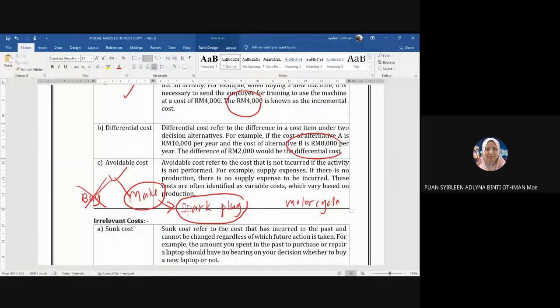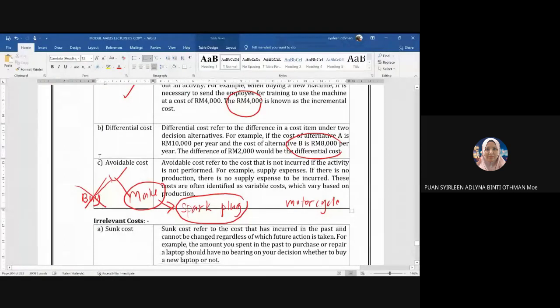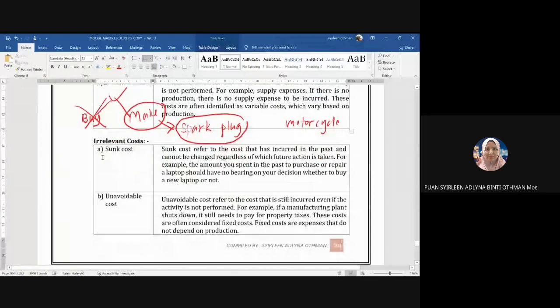In order to make the best decision, these are the relevant costs. And then we look at irrelevant costs. Irrelevant means not related. So when it is not related, when you calculate for the alternatives, you won't include this item in your calculation.